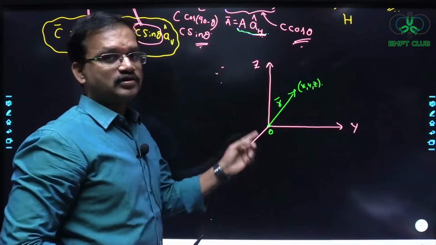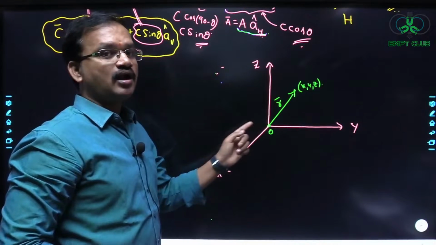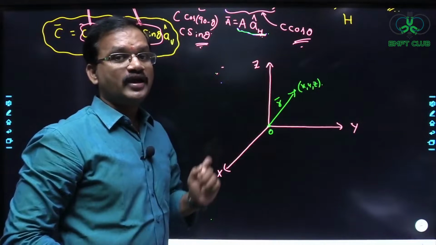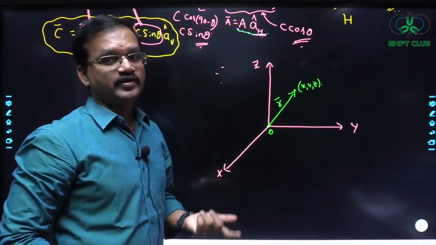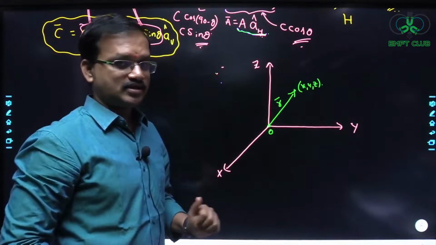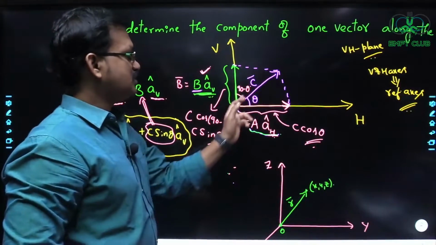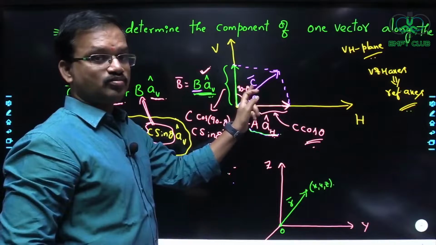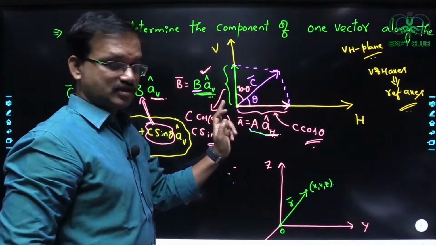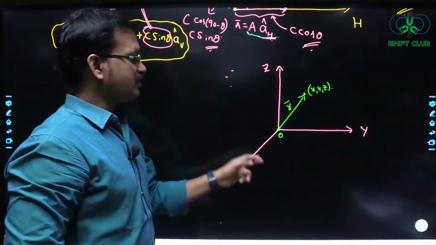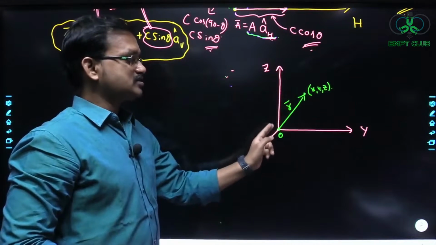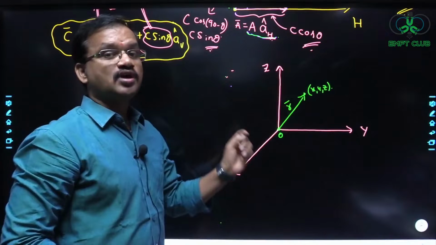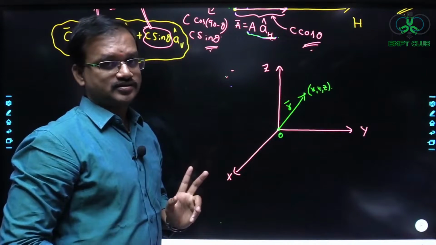Whenever the vector is neither along our reference axis, then that vector is going to have its components along those reference axes. Yes or no? Here C bar is neither along our reference axis, and hence it has its components along these reference axes. Similarly, if you consider 3 reference axes, and the vector is neither along our reference axes, then that vector is going to have its components along those reference axes.